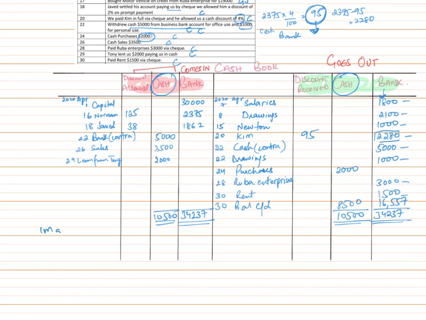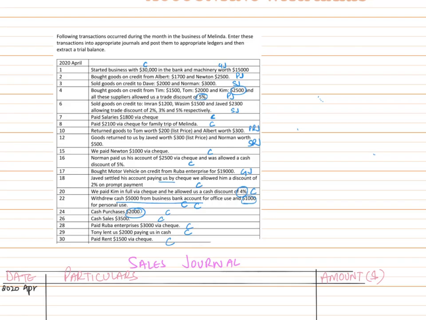Now this balance CD would become balance BD on 1st May. So we'll write here 1st May balance BD 8,500 and 16,557. We won't do anything with the discount column except for totaling them, so we'll total them and leave it as it is. So the total of this column is 138, 143, 153, 163, and the total of this column is 95.